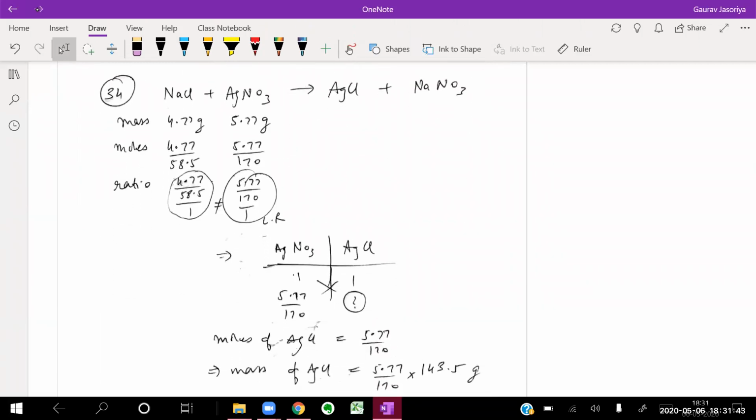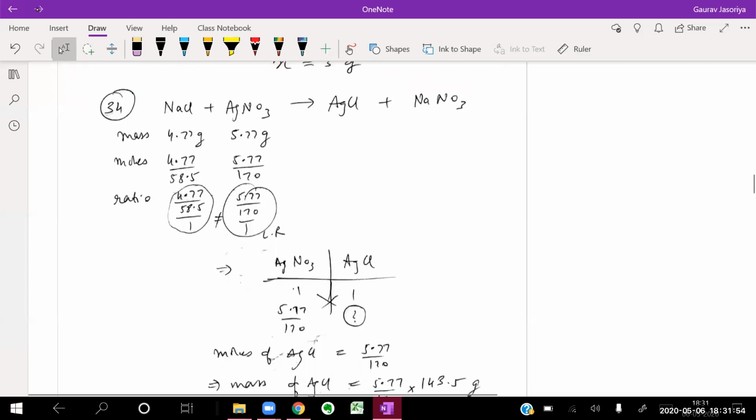34th question again. The reaction of combustion, not combustion, actually heating of calcium carbonate. Okay, my bad. Sorry, that was 35th question. 34th was actually about AgCl, AgNO3 reacting with NaCl and forming AgCl.